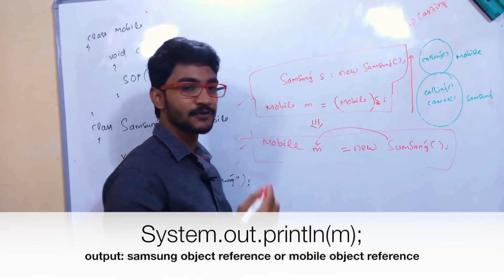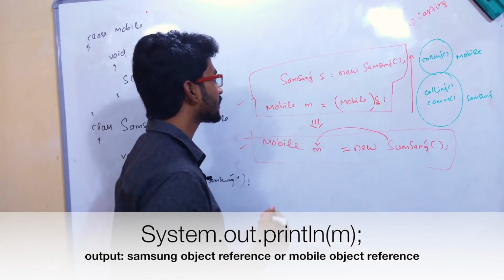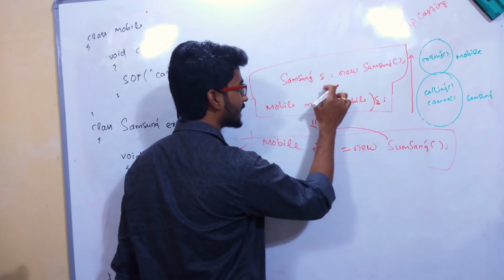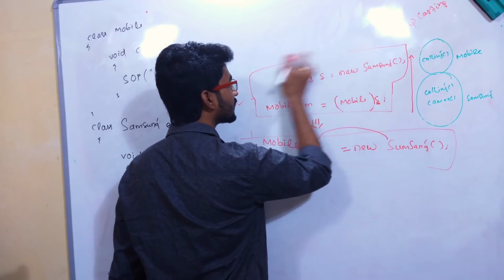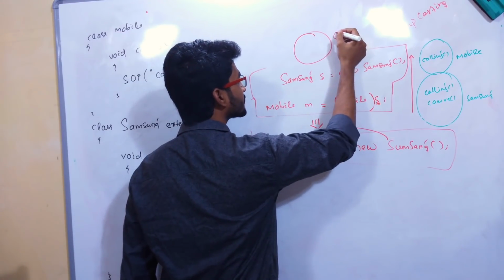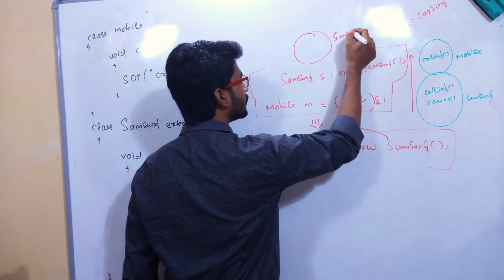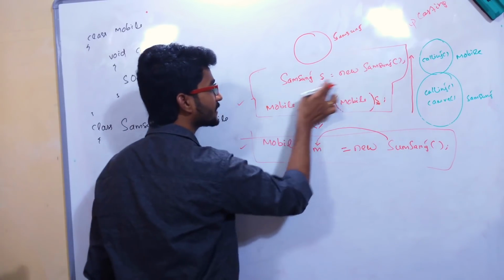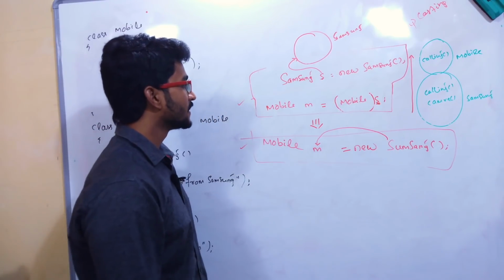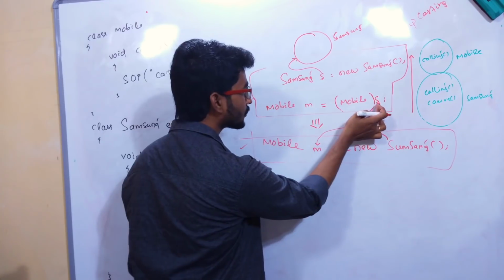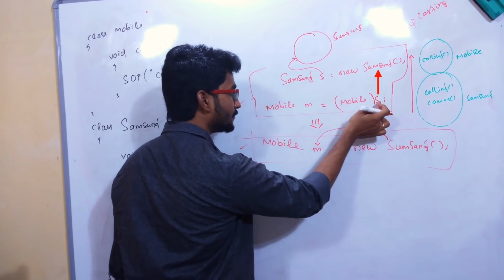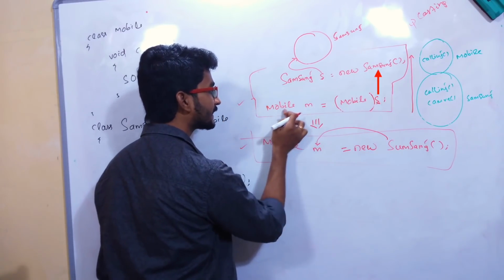This is a confusion a lot of people have, right? So let's solve this out. Whenever I write this code, Samsung s equal to new Samsung, obviously an object is getting created in the memory, and this is a Samsung class object. So I'm creating the Samsung object, and this s is referencing this particular object. Now whenever I'm trying to cast it to mobile, what is happening? I'm trying to store it in the parent class reference.